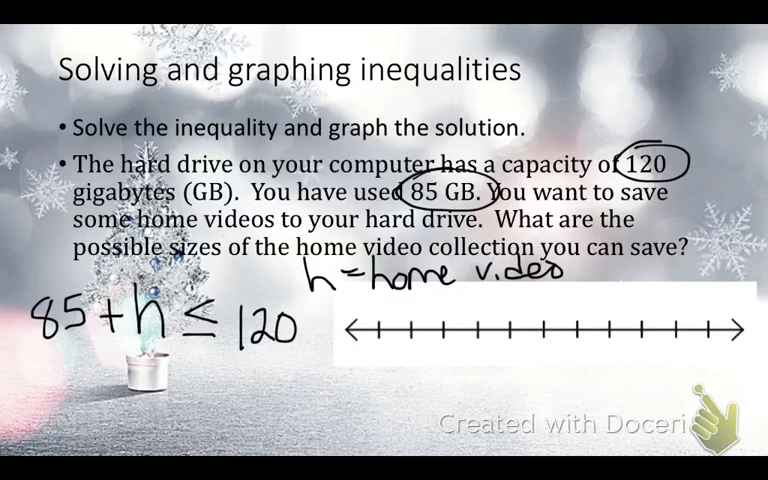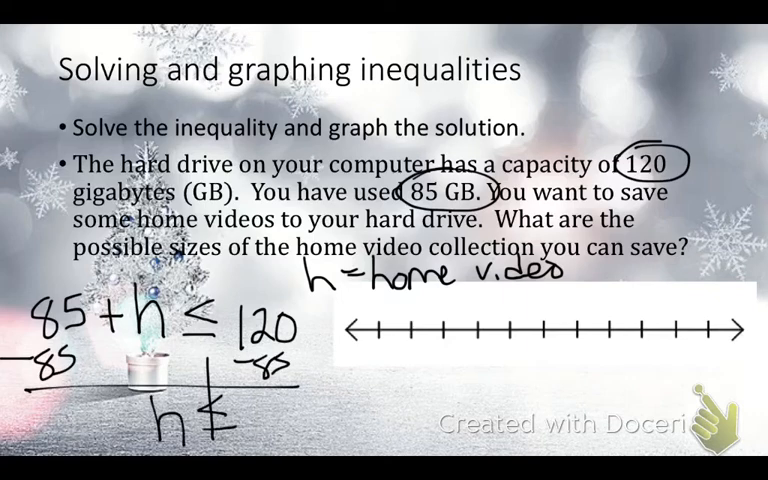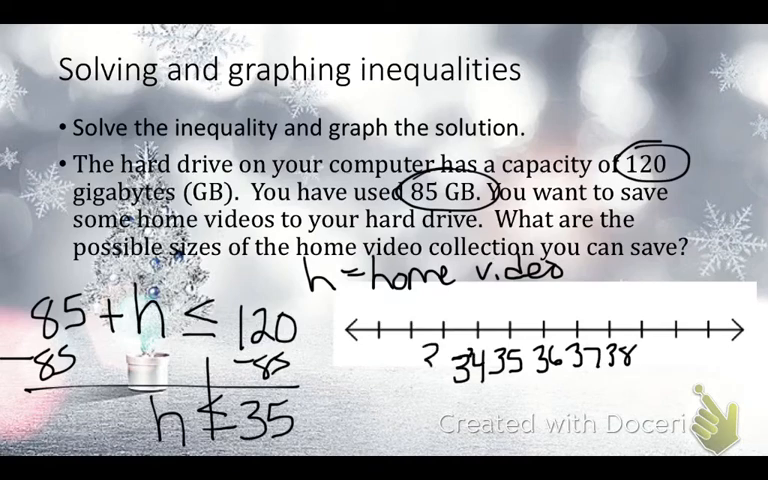So at this point, I need to, again, solve it like it is an equation and subtract 85, do the opposite. And I end up with H is less than or equal to 35. So on my number line, 35, 36, 37, 38, 34, 33, and so on. I have the less than or equal to, so I am going to do a closed circle and show that anything less than or equal to 35 gigabytes can be added to my hard drive before it becomes full.